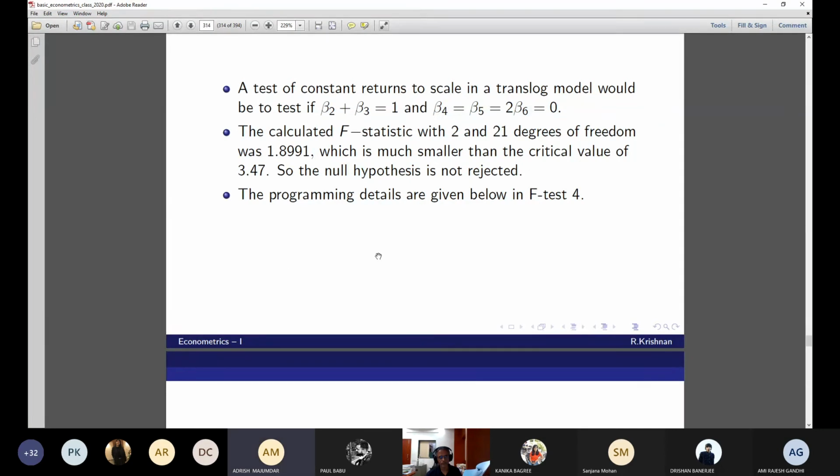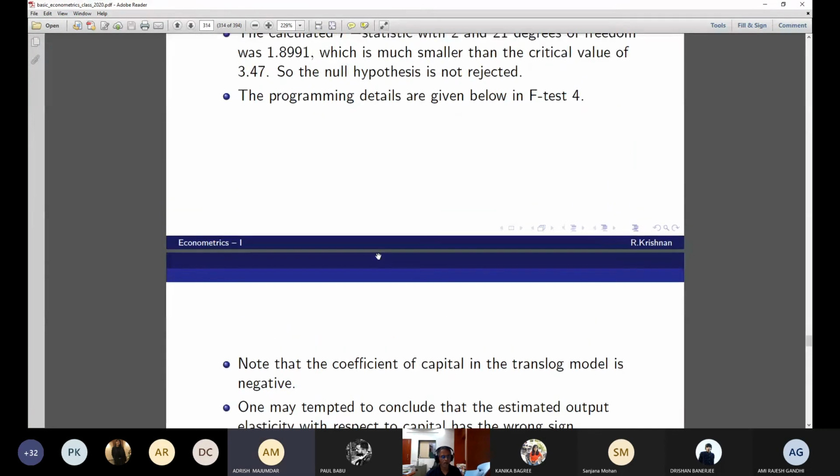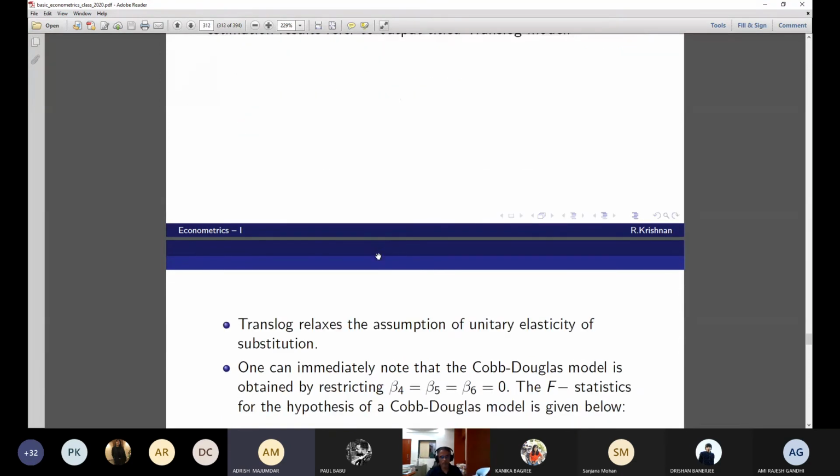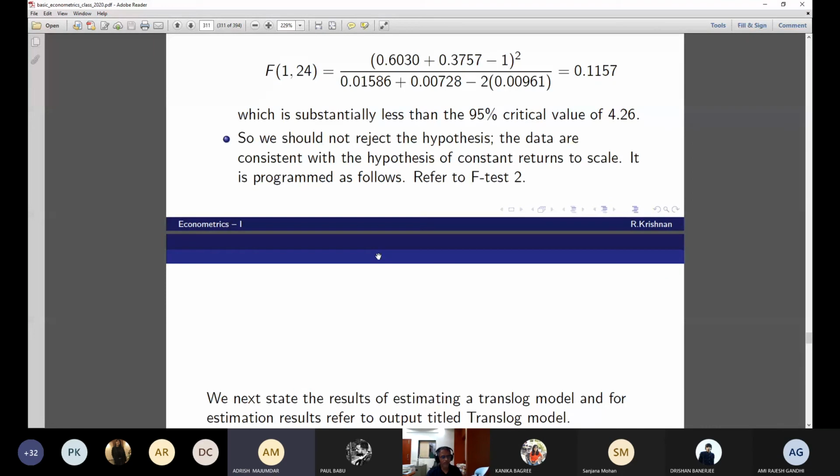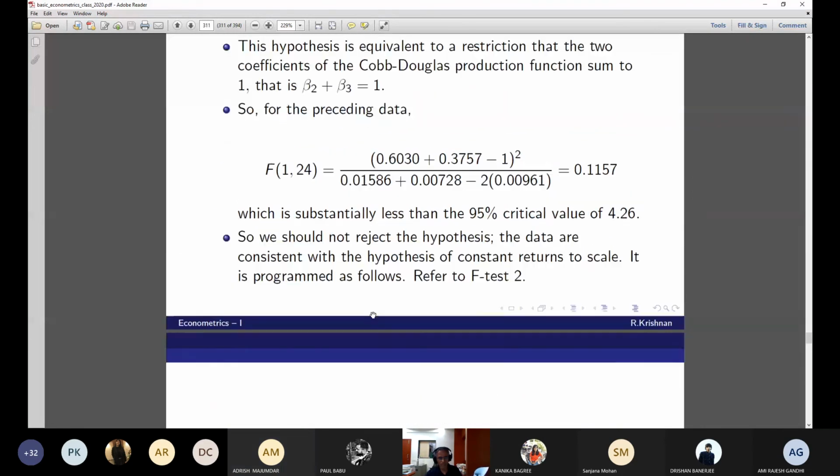Yes, sir. But sir, I can't understand the F formula. When we are taking more than one restriction, how are we framing the F formula? Not for this one, sir. In general, when we are taking more than one restriction, how is the F formula formed? For example, look at this. How did you do this?